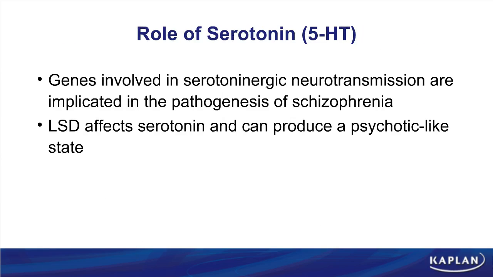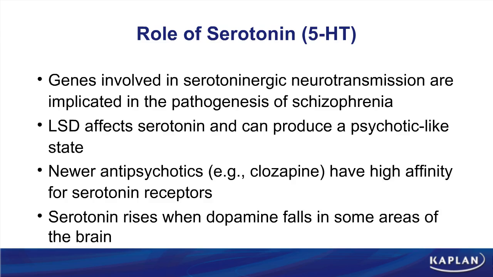Although dopamine is believed to be the main neurotransmitter linked to schizophrenia, serotonin also plays a crucial role. Studies now indicate that the genes involved in serotonergic transmission are implicated in the pathogenesis of schizophrenia. We also know that hallucinogenic drugs, such as LSD, affect the serotonin receptors, and we know that these drugs can cause hallucinations, therefore producing a psychotic-like state. We also know that the newer medications, which are called the atypical antipsychotics, such as clozapine, risperidone, etc., have high affinity for serotonin receptors, and they work very well on patients who have schizophrenia.